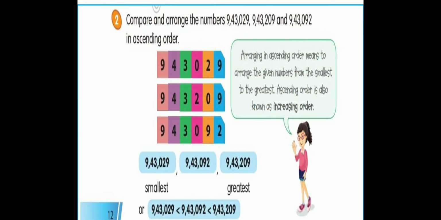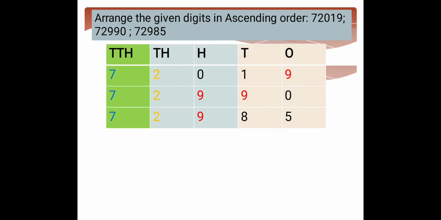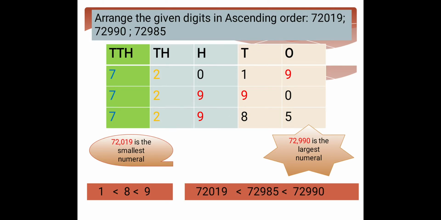So let us compare. We place the digits into the place value chart, identify the smallest number and the greatest number, and then we set the order of the numbers. Let us arrange again. So this is the place value chart. Always it is easy if we place the digits in the place value chart and then compare the digits. Look at 9 here, the comparison here. So 72,019 is the smallest numeral, 72,990 is the largest numeral. The comparison is at the tens place. So this is how we are able to set the order small to big.